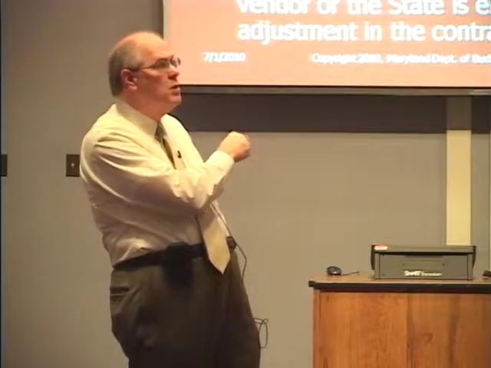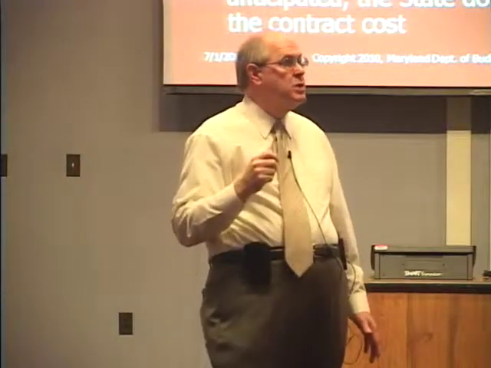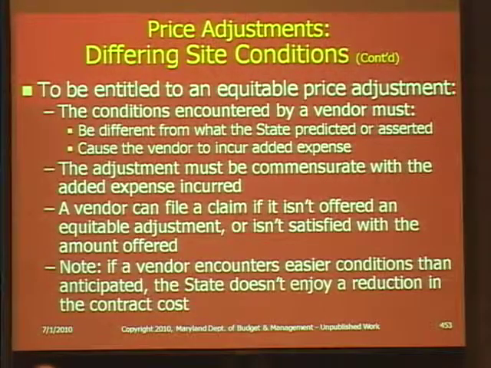So I'll do one more and then we'll take a break. To be entitled to an equitable price adjustment, the conditions encountered by a vendor must be different from what the state predicted or asserted, and cause the vendor to incur added expenses. The adjustment must be commensurate with the added expense incurred. A vendor can file a claim if it isn't offered an equitable adjustment or isn't satisfied with the amount offered.